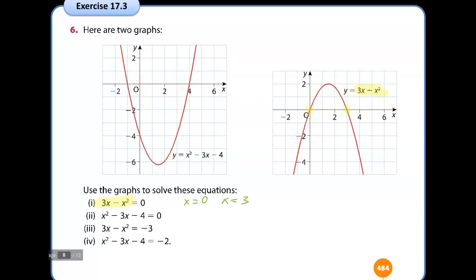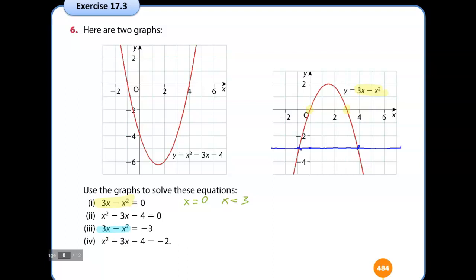Next part, and before we go on, let's stick with this particular graph. If we're asked about 3x minus x squared being equal to minus 3, we're using the same graph. Where's minus 3? There's minus 3. So what are the solutions? When does the graph intersect that point?